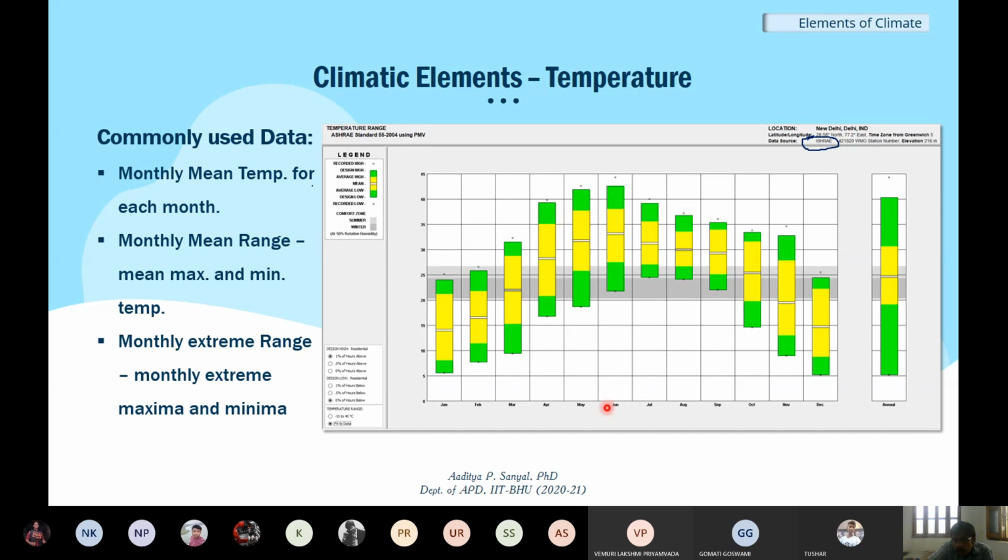So in the month of June, Delhi has an average temperature of about 38 degrees Celsius, I believe. Most probably, yes, sir. Okay. Whereas the lowest is somewhere at around 26-27 degrees Celsius in the month of June for Delhi.